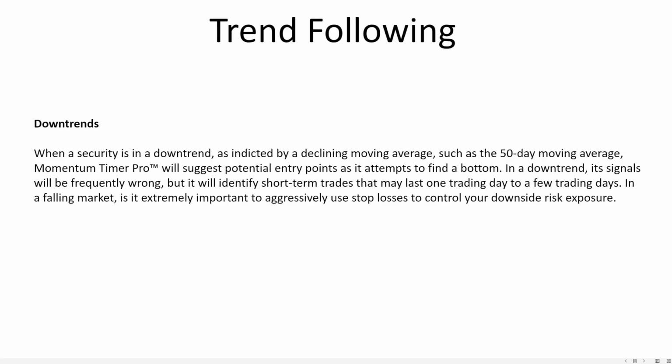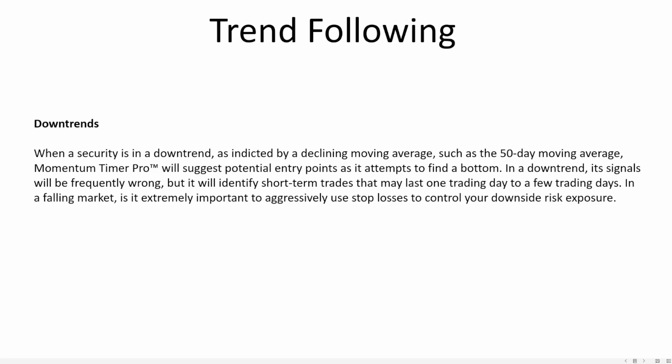If you're not comfortable doing that, then what this video will help you understand is that in a downtrend, you probably want to avoid taking long positions and wait for other opportunities. In a downtrend, its signal will be frequently wrong if you're looking for a long entry position, but it will identify short-term trades that may last one trading day to a few trading days. If you're a short seller, you're going to reverse that, and the signals will be frequently right and will identify short-term trades that could last one or more days.